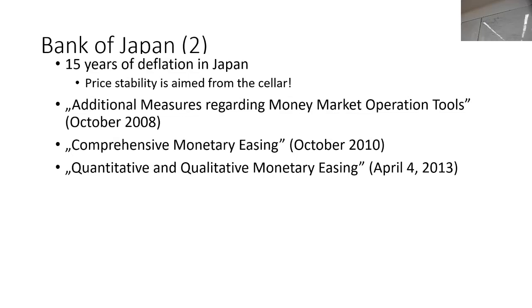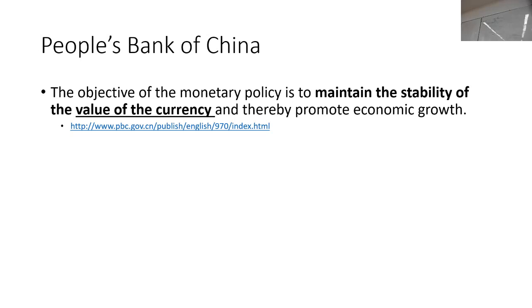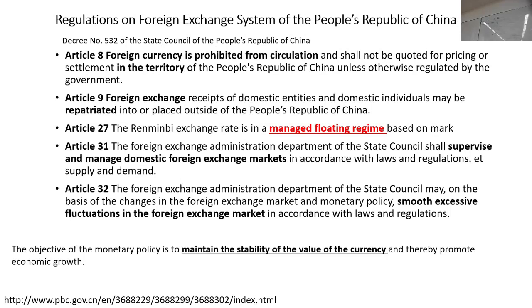But anyway, they were really creative, so they were introducing qualitative and quantitative monetary easing in 2013, and later on some kind of a version of this was adopted also by the ECB 1 year later. So, in case of the People's Bank of China, we can still see that stability of the value of the currency was an objective, so this is foreign exchange. Even if the law says that they are following a managed floating regime, we know that this is not the case, but okay.